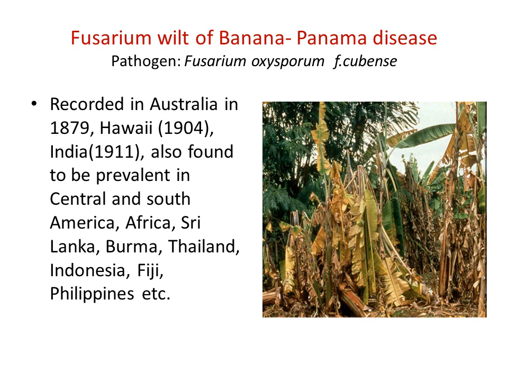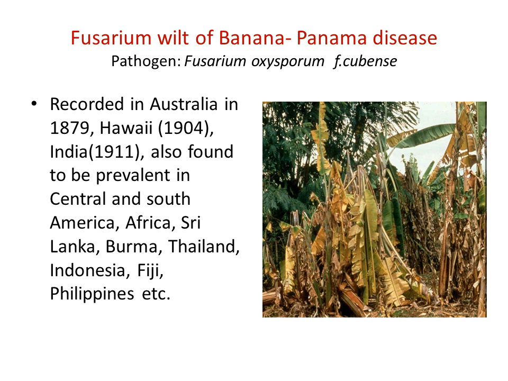Hello everyone. Today let us study about wilt disease in banana, which is caused by Fusarium. This is also called as Panama disease. The pathogen which causes this Panama disease is Fusarium oxysporum, subspecies Fusarium cubense. This disease was first recorded in Australia in 1879, Hawaii in 1904. In India, it was first observed in 1911.